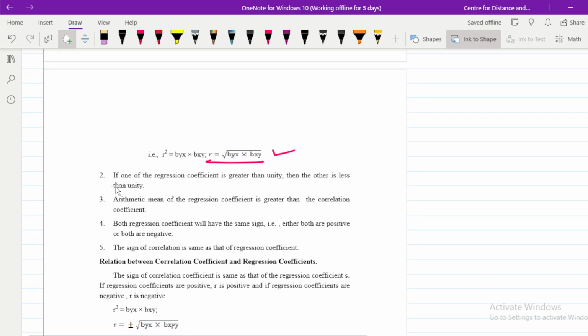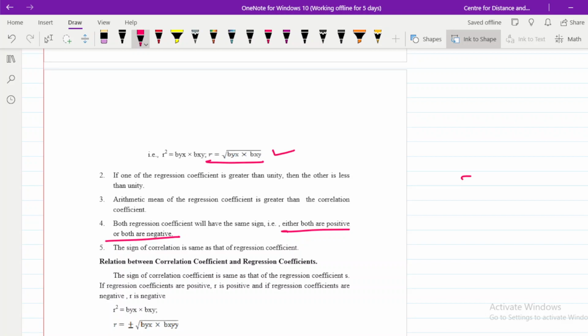The second one is if one of the regression coefficients is greater than unity, then the other is less than unity. Third, the arithmetic mean of the regression coefficients is greater than the correlation coefficient. Next, both regression coefficients will have the same sign, either both are positive or both are negative. Then the sign of correlation is the same as that of the regression coefficients.